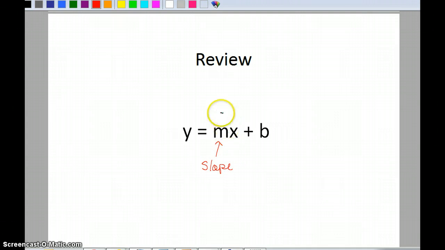And if I have a positive coefficient of x right here, then I'm going to have a positive slope. And a positive slope will rise as you look at it from left to right. And if it's a negative value, it will fall as you look at it from left to right. Now the b value is the y-intercept, and that's the point where the line is going to cross the y-axis.